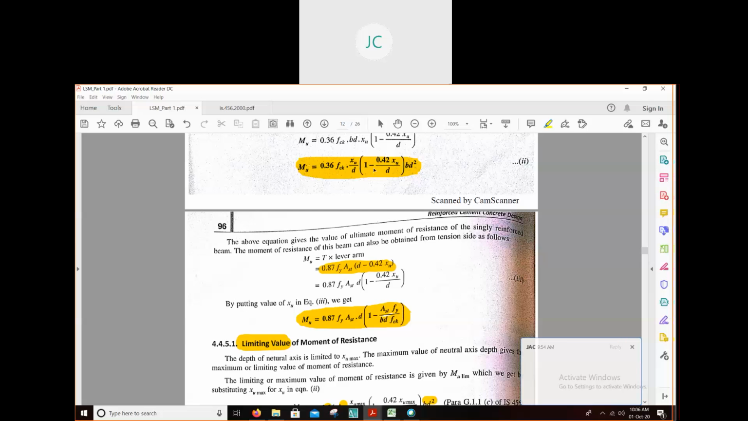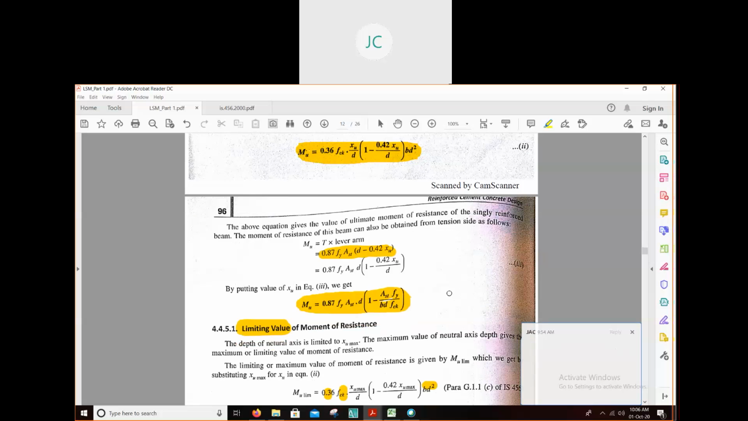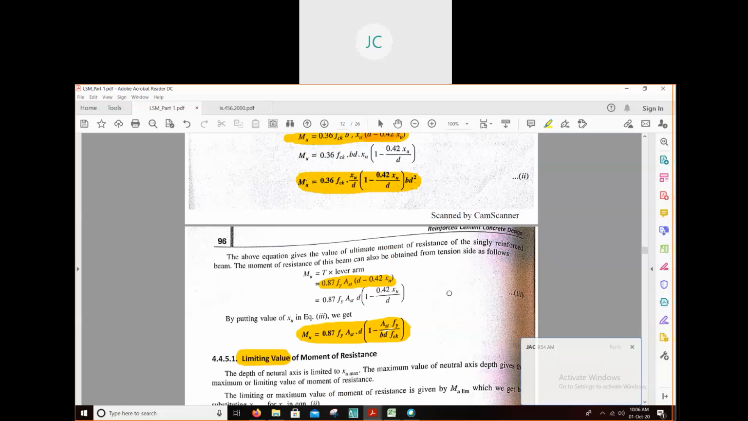Always remember, for balance section, you can use any equation because in a balance section, both steel and concrete will fail together. At the same time, both will fail. Okay, so we can use both the equations. You can use either equation number 2 or equation number 3.